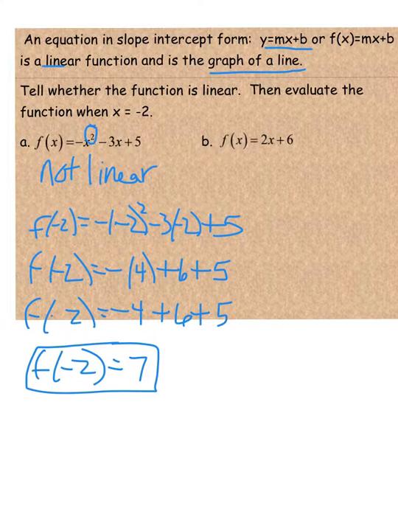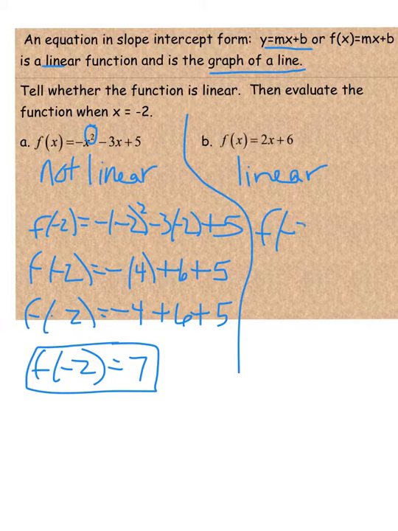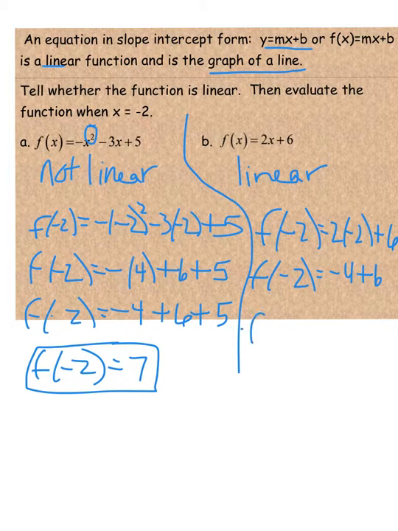In our second example, f of x equals 2x plus 6. This is in the format y equals mx plus b, so this one is linear. And if we evaluate this function when x is equal to -2, we'll have 2 times -2 plus 6. And this will give us that f of -2 is equal to 2.